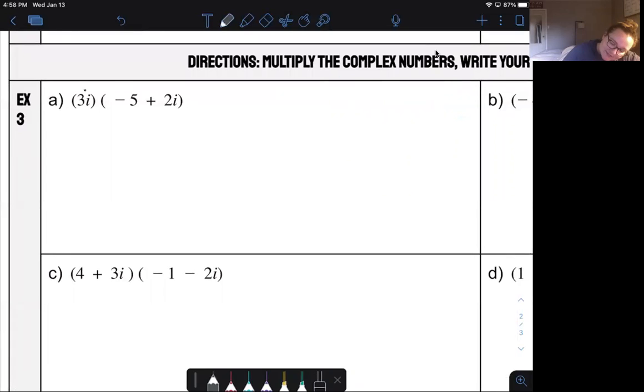So we're going to take 3i and distribute it to the negative 5 and the 2i. So 3i times negative 5 is negative 15i. 3i times 2i is then 3 times 2 is 6, and i times i is i squared. But we have to write this in simplest form.